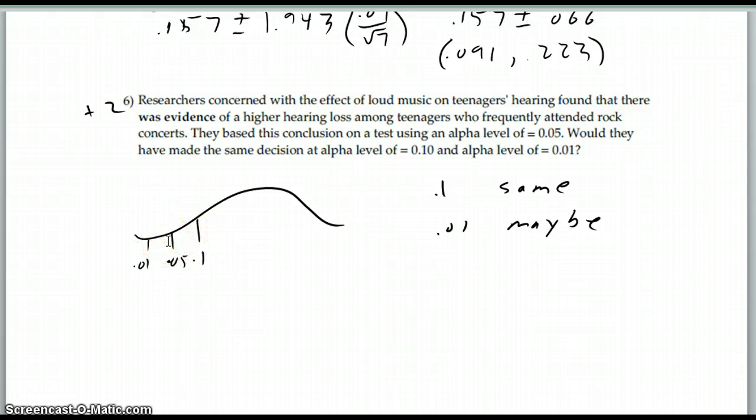And then they ask, would you make the same decision at 0.01? The answer is maybe, because we don't know exactly. All we know is it was below 0.05, so we don't know if it was below 0.01 as well. So it could have been to the right and it could have been to the left. So that's where we get the maybe for that one.